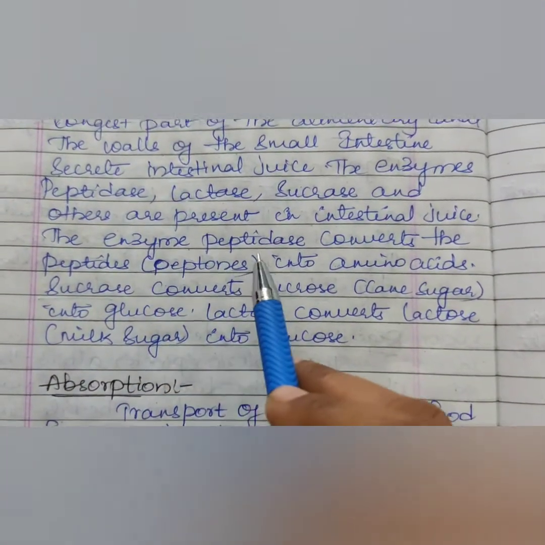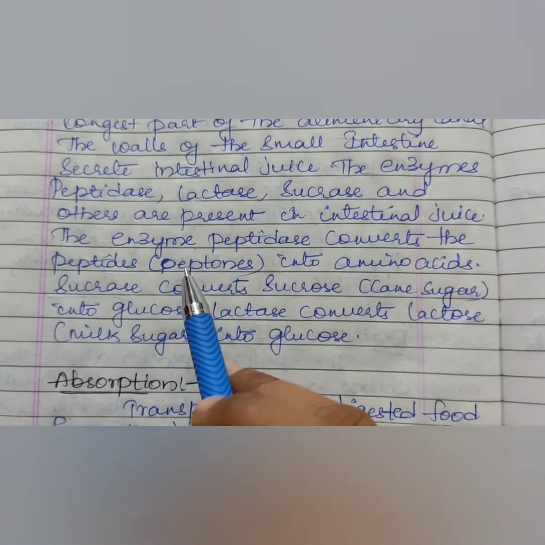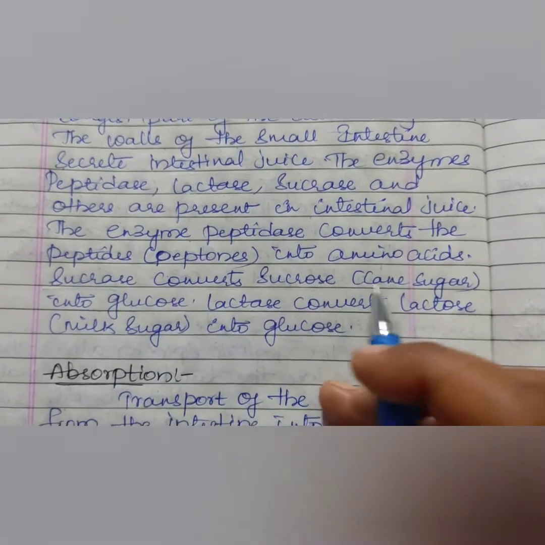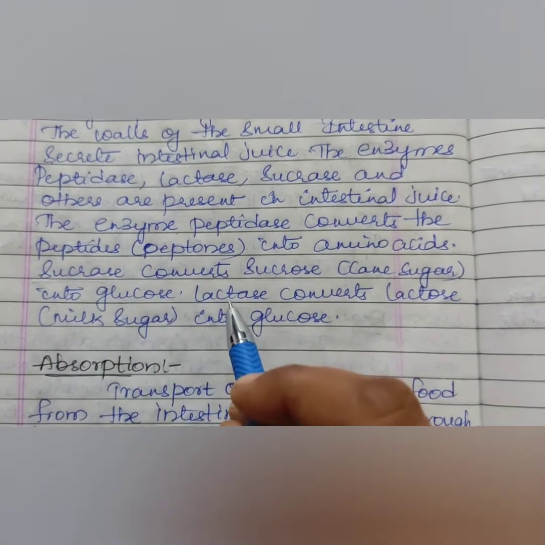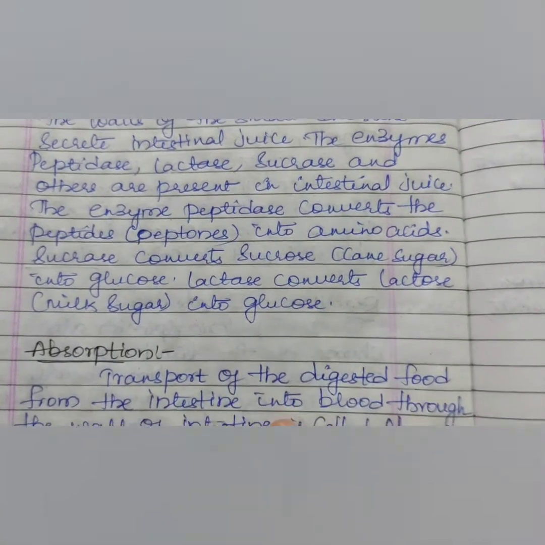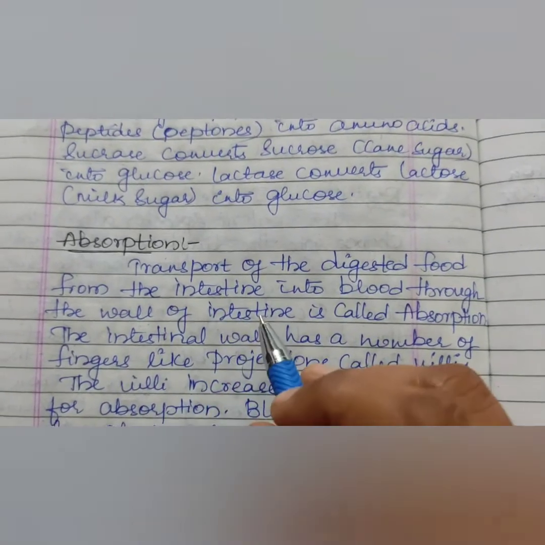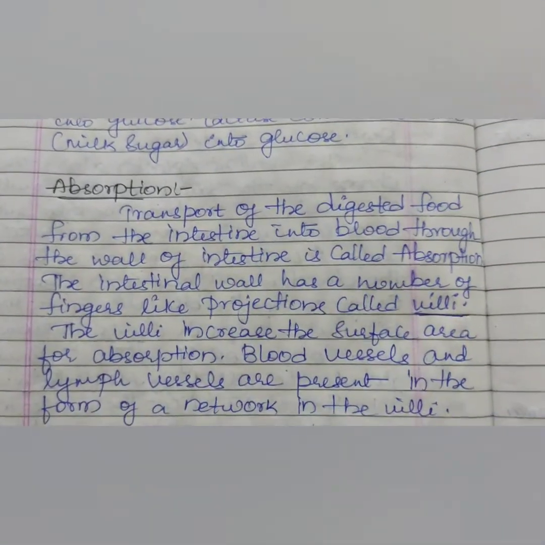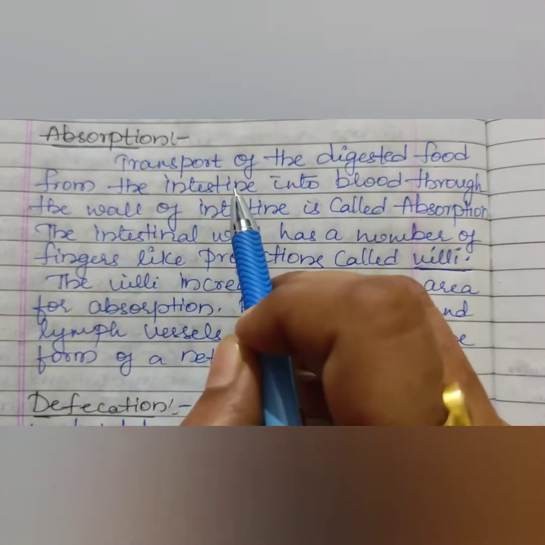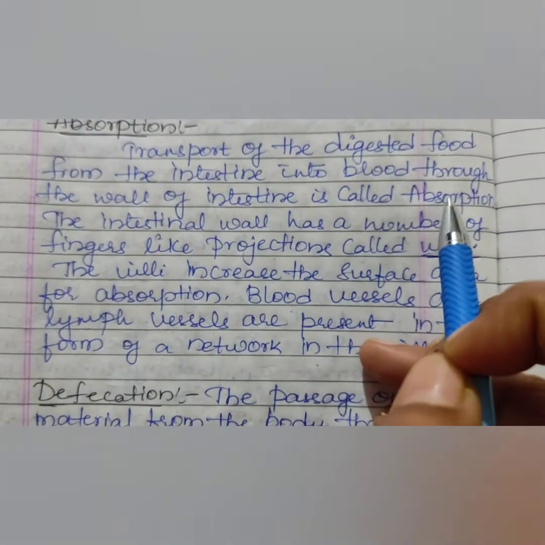The enzyme peptidase converts the peptones into amino acids, and sucrase converts sucrose, that is cane sugar, into glucose, and lactase converts lactose, the milk sugar, into glucose. Next step is the absorption. In absorption, transport of the digested food from the intestine into blood through the wall of intestine is called absorption.